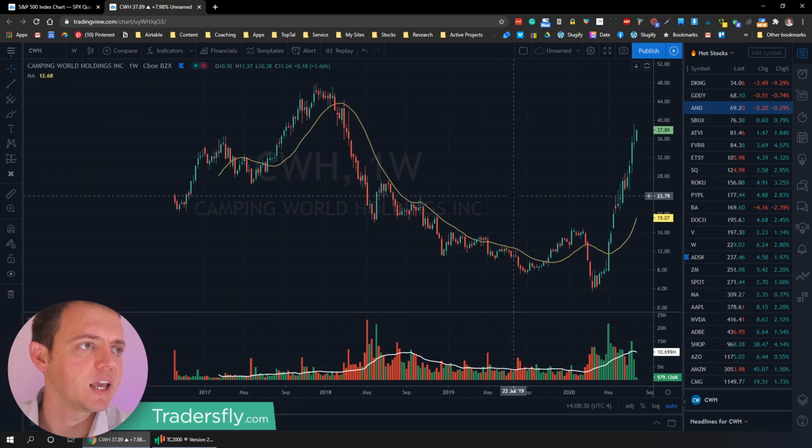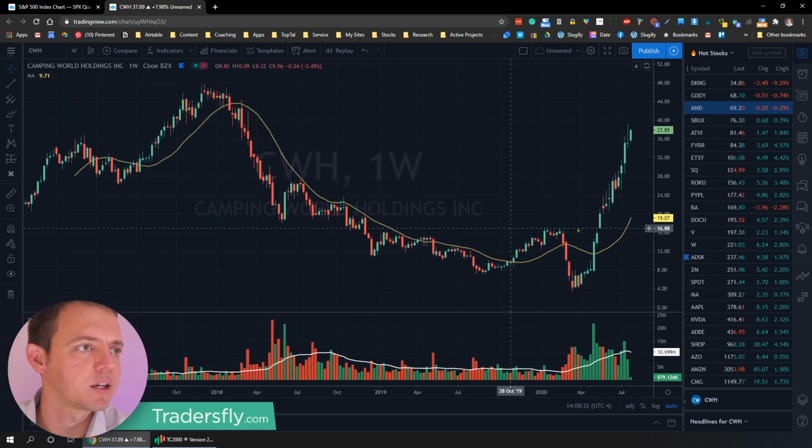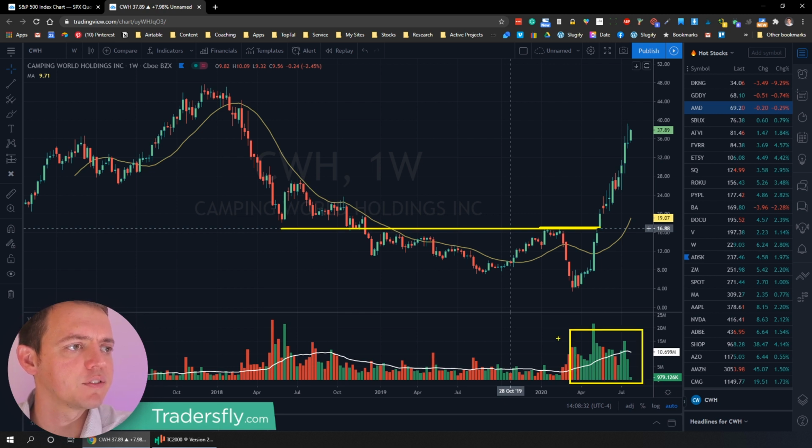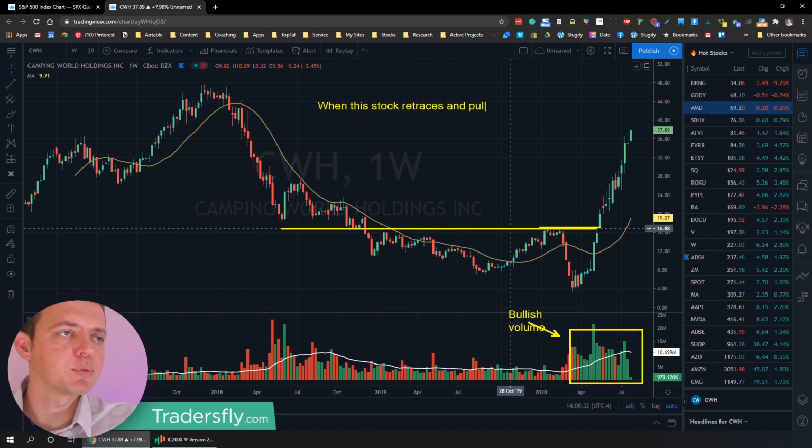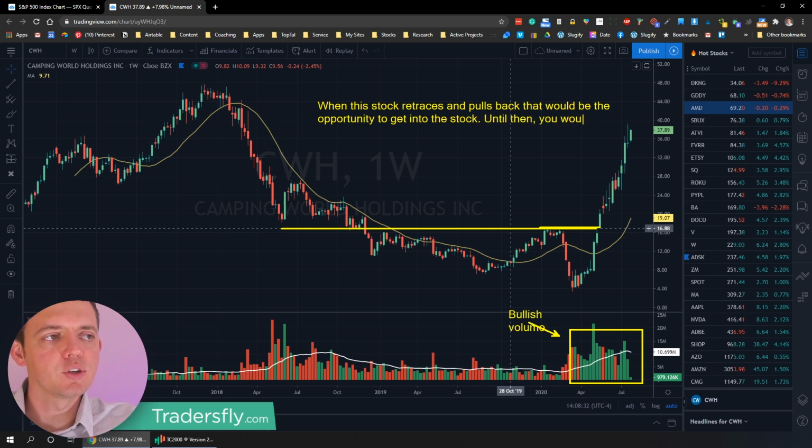CWH, here this one is camping. It's really picking up some speed here. I do want to point attention to it. It's probably moved a little too far too fast, but the volume that you're getting is just huge. Like if you look at the sheer fact of volume over the last month or two, it just continues to pick up speed. So I'm not saying that you need to get into this one now. I would wait for a possible retracement. When this stock retraces and pulls back, that would be the opportunity to get into the stock. Until then, you would be chasing, and you don't want to do that.